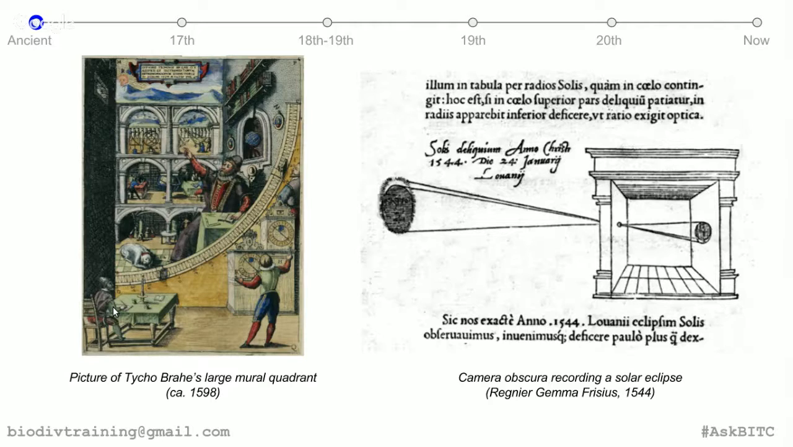Also, the first ideas on how to capture images arose. For example, the camera obscura, which was the great-grandfather of modern cameras, was used in this case to record a solar eclipse. It's one of the first examples of recording natural features or events for later analysis.